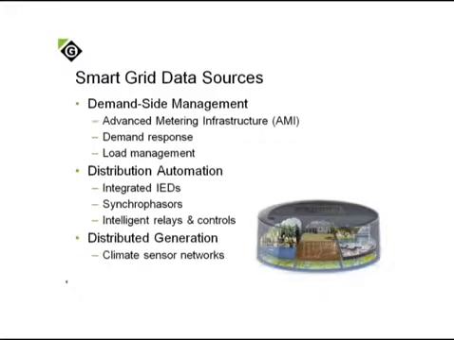So if we look at some of the smart grid data sources, from a demand side management standpoint, obviously advanced metering infrastructure, the AMI that's being pushed out, the HAN, the home area networks, your demand response, your load management, being able to see where that data is coming from. There's a lot of sensors out in the network now, from capacitive banks, reactive banks, your generator, your point sources, and also the distribution automation.